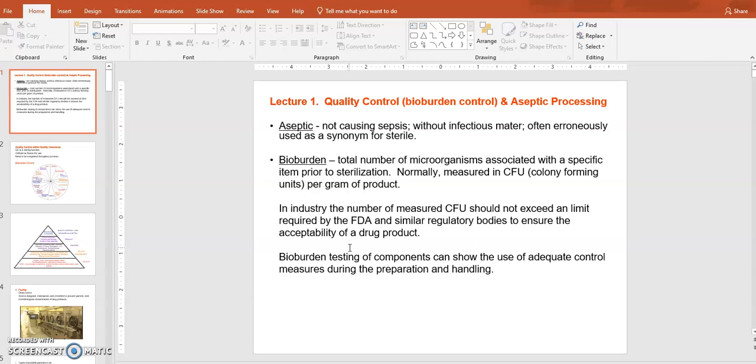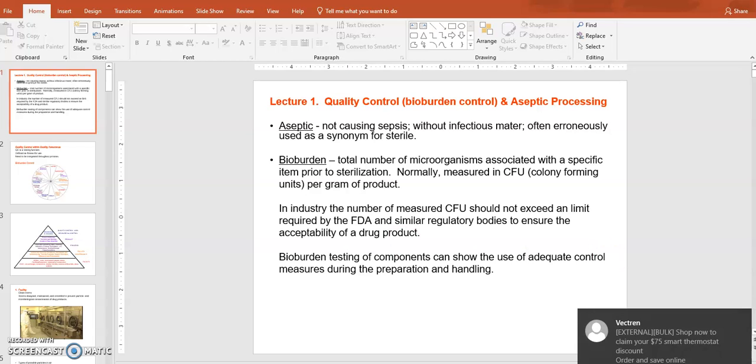I'll talk about lecture one first. The lecture one discussion topics are aseptic technique and cell culture technique. For the first part, before we talk about aseptic technique, we'll talk about its importance in the aspects of CGMP, current good manufacturing practices. In CGMP, quality control and aseptic processing play huge roles, right? So we're going to have a review of these contents.